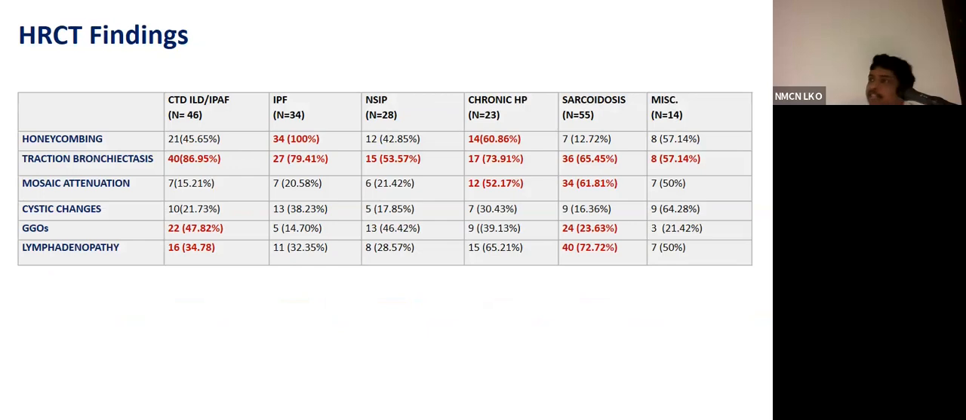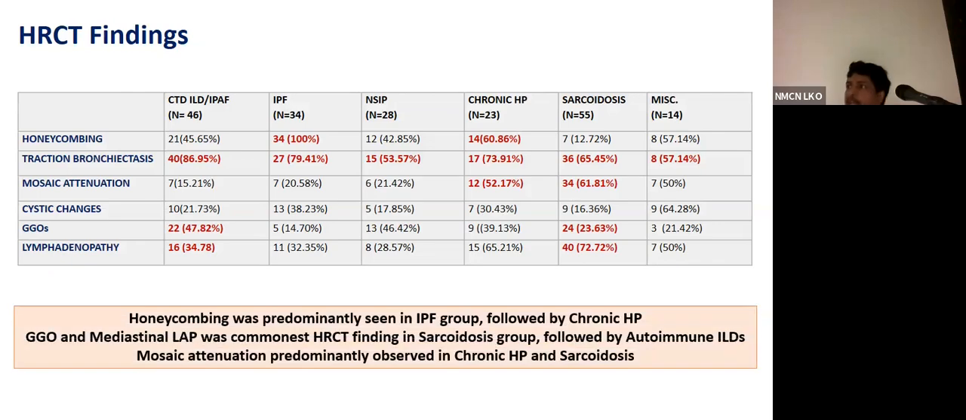Now, coming to HRCT chest assessment. Regarding HRCT findings, we found that honeycombing was predominantly seen in the IPF group, in around 100% of the cases, followed by chronic HP, around 61% of cases. Ground glass opacities and mediastinal lymphadenopathy were the commonest HRCT findings in the sarcoidosis group, followed by the autoimmune ILD group. Mosaic attenuation was predominantly observed in chronic HP and sarcoidosis groups. So these are the radiological findings on HRCT chest.